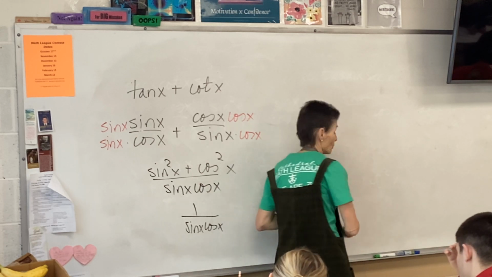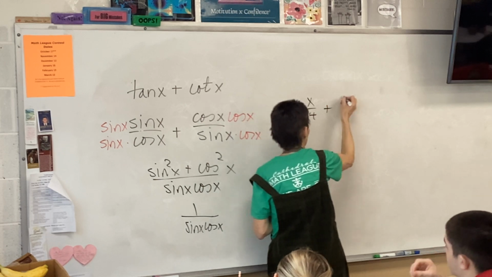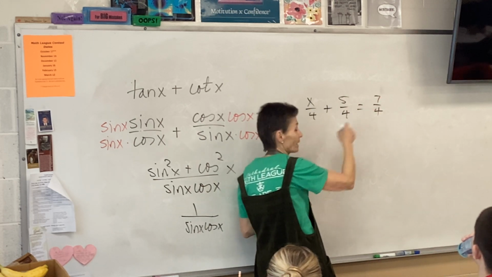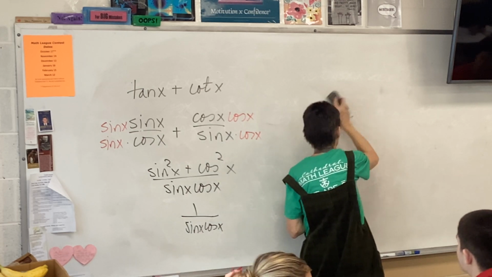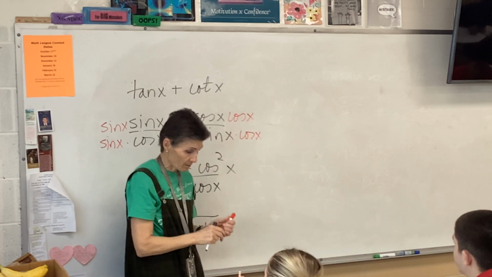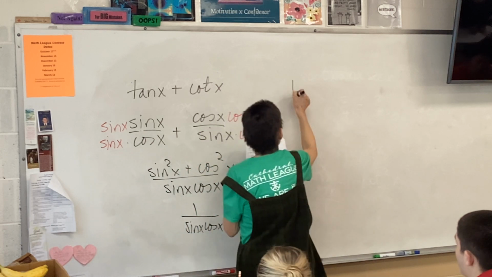If we have an equation, so we had x over 4 plus 5 over 4 equals 7 over 4, then I can say x plus 5 is 7. But that isn't what I have here. So no, when we are adding our fractions, we're gonna keep our denominator. All right, 13.